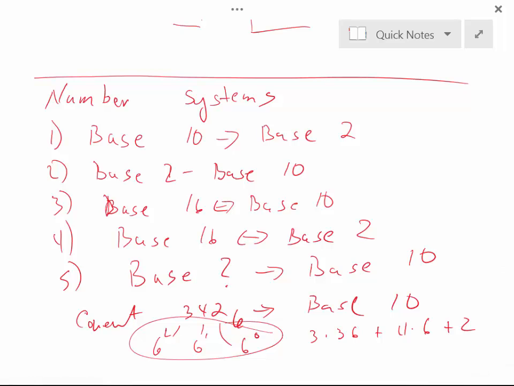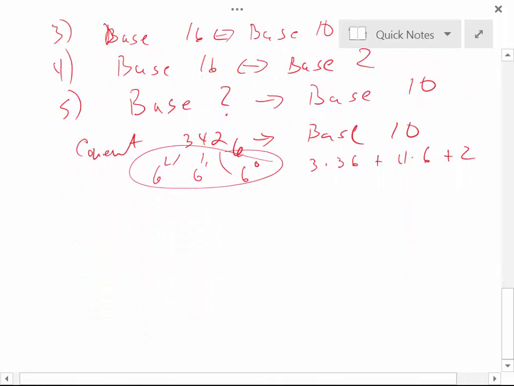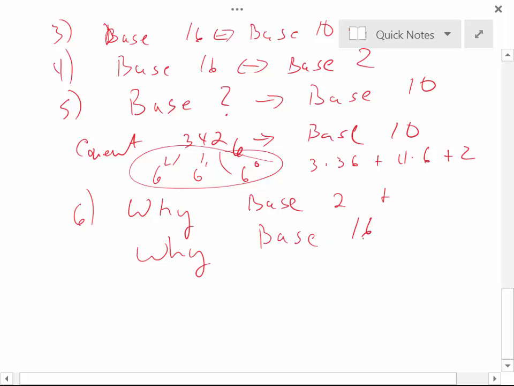Another question that I asked, I don't know if I'll ask it, is why base 2 and why base 16? Why do we use those two bases? I can tell you real quick the answer. We use base 2 because transistors have only 2 states, on and off. We use base 16 because it's very easy to convert from base 2 to base 16, because you just look at groups of 4 numbers.